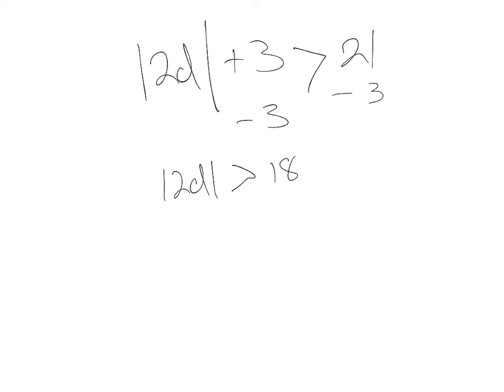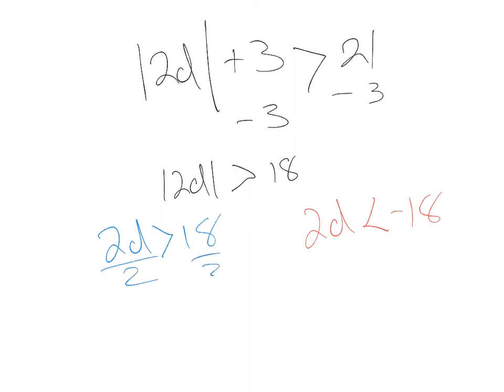This is where the only change comes in. When we split it into two, we're going to do 2d greater than 18. That's the same. But the other one's going to be 2d less than -18. And then we continue from there. Divide by 2, divide by 2. d is greater than 9. Divide by 2, divide by 2. d is less than -9.